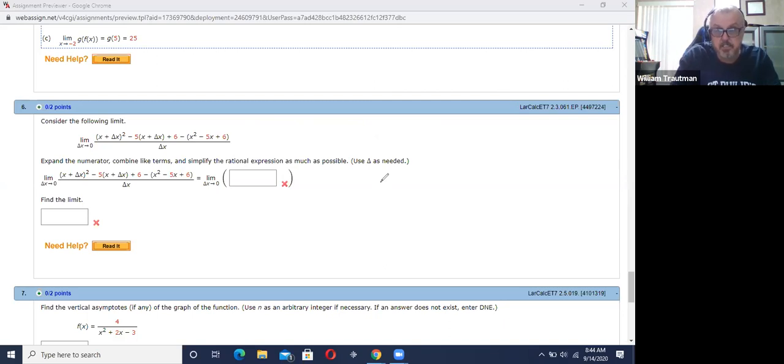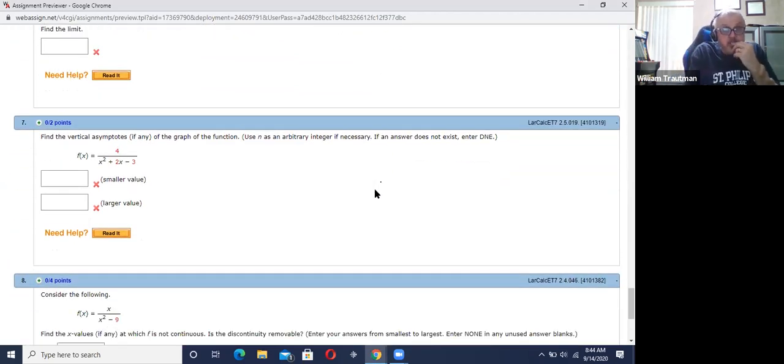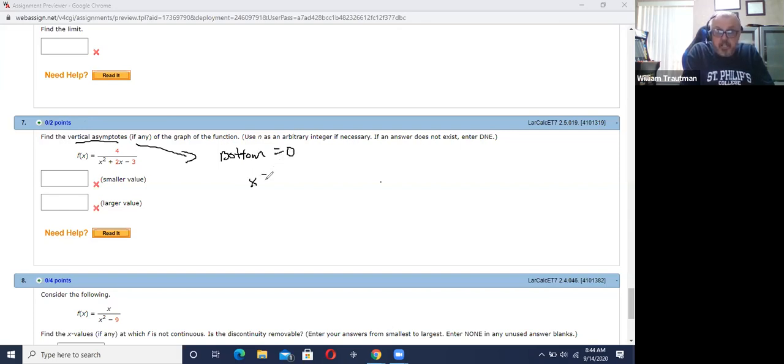All right, let's go to the next. 7, find the vertical asymptotes. Vertical asymptotes are invisible lines your graph cannot cross. Vertical asymptotes are found when the bottom of the fraction equals 0. When the bottom of the fraction equals 0.